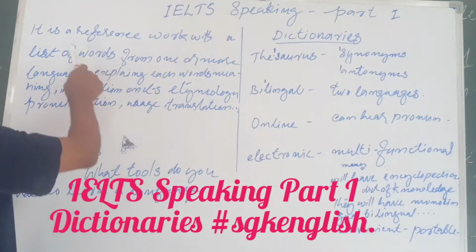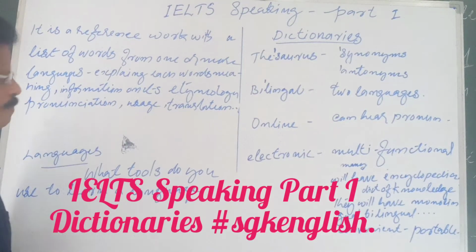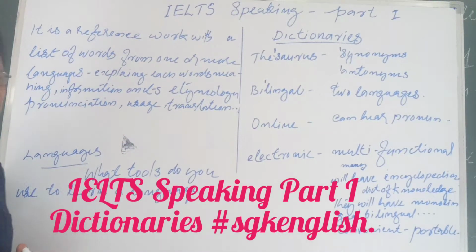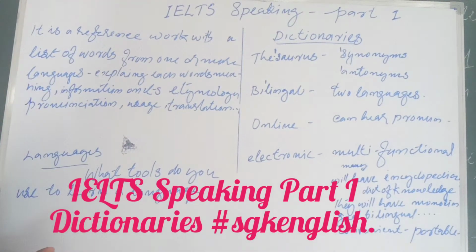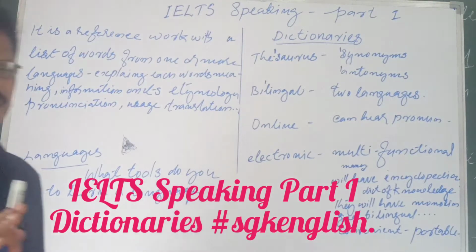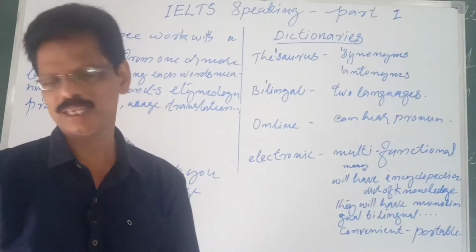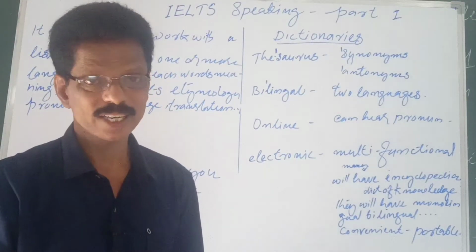What is it? It's a reference work. W-O-R-K, a reference work with a list of words from one or more languages, explaining each word's meaning, information on its etymology, origin, pronunciation, usage and translation. That is what a dictionary really is. You need not give the full explanation, but you can mention some of its functions while explaining about dictionaries.